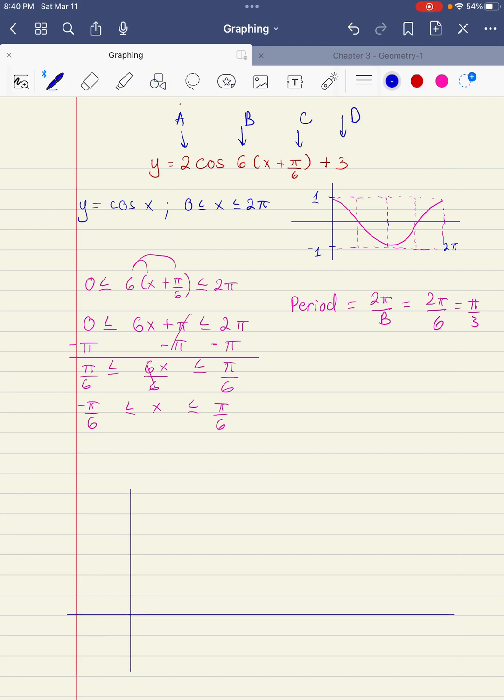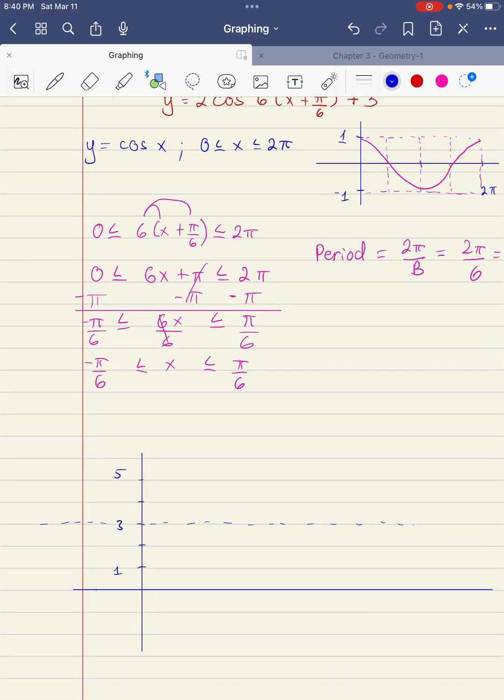Okay, so we have up 3, so 1, 2, 3. The amplitude is 2, so 3 plus 2 will give us 5, and 3 minus 2 will give us 1. So that is right there. The graph will go from negative pi over 6 to pi over 6. So that represents one period of that. So I'll have something like this: negative pi over 6 to pi over 6.